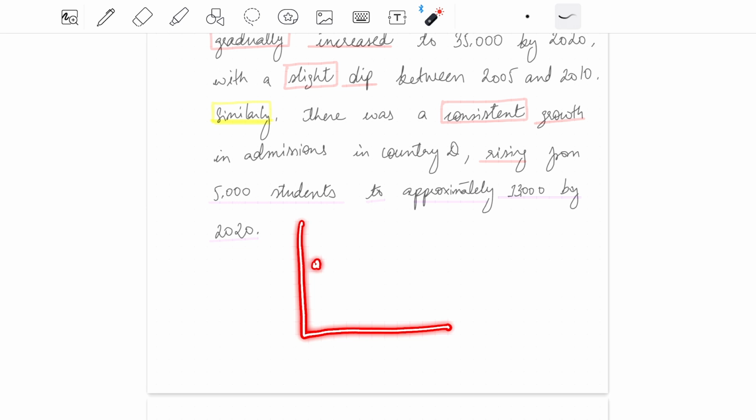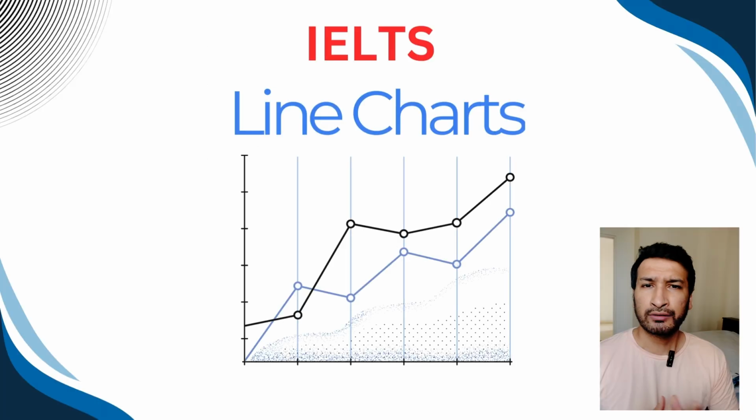So they understand, okay, this is the starting point for A, which was 30,000. It gradually increased to 35,000, but hold on, there was a slight dip here between these years, 2005 to 2010. And if I write like this, anyone can imagine what the line graph looks like. And that's the secret. If you can write so clearly, then you will get a very high score. Right, so that's it. That's the way how you need to approach a line graph or line chart question. And these are the things which you need to keep in mind when attempting a question like this.